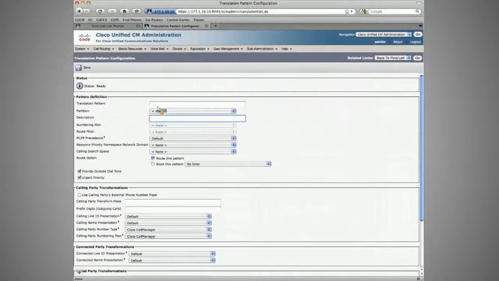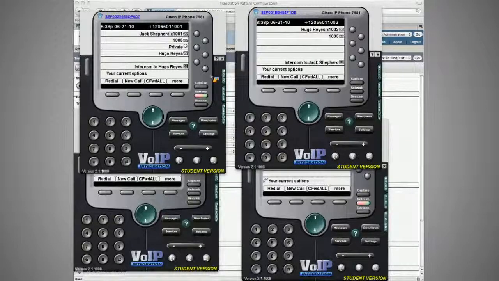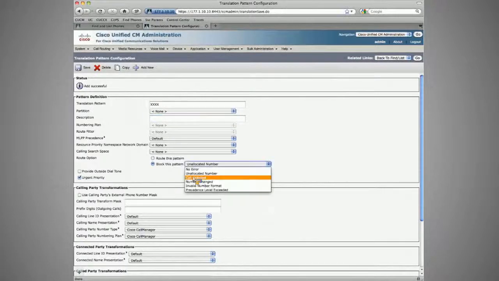One thing we can do is create a translation pattern that is in a partition that's visible by everyone, so the none partition is perfect, and the calling search space doesn't really matter. We don't really need to provide outside dial tone. Urgent priority would be good. We're going to block this pattern with an unallocated number. Okay, so now phones that are skinny phones, such as Jack, should hear that. Now, that's the same message they did here. If we wanted to change it, we could hear something different.